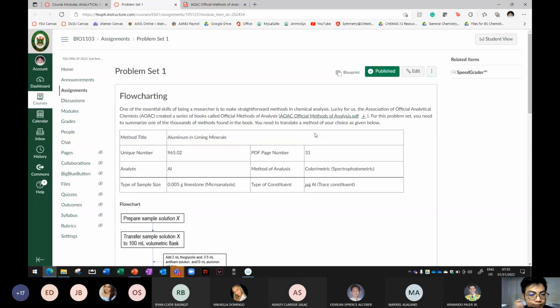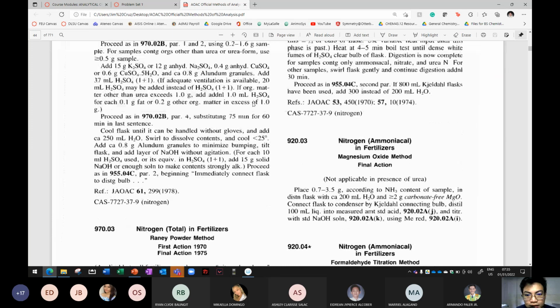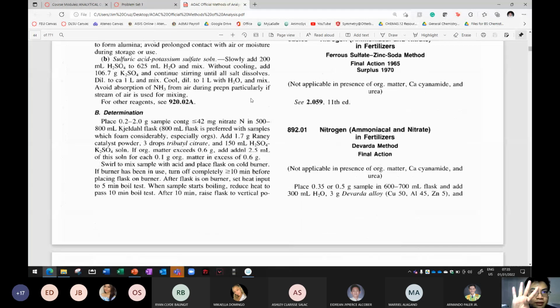And what else? Yung type of sample size, later natin yan. Okay, so by the way, method of analysis, ito yung Rani powder method. Okay? So, I think this is gravimetry. Okay? So, i-google nyo kung anong type siya sa apat. Diba? We have 4 types of analysis.